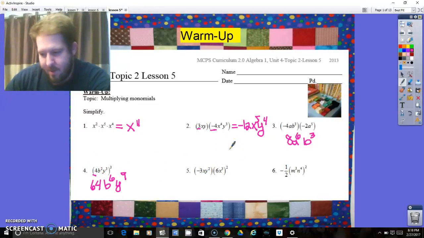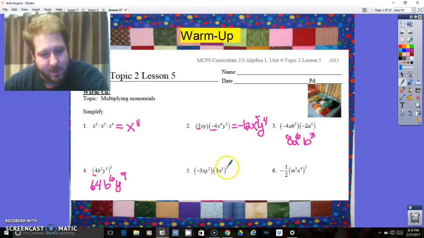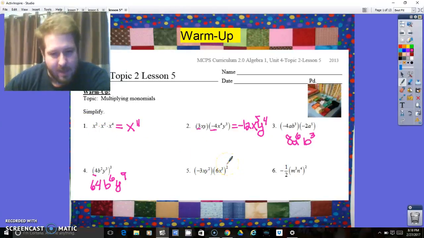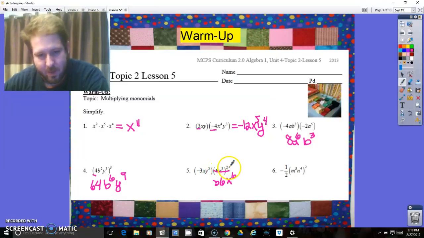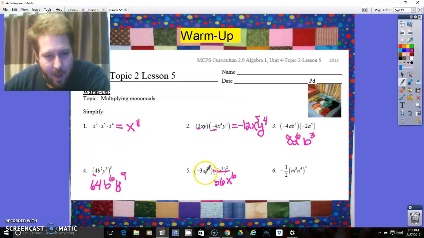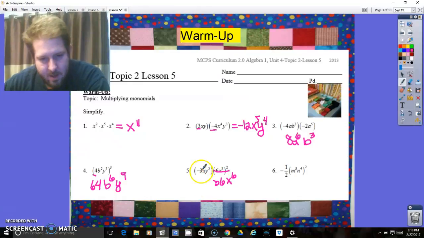All right, question number 5. Notice this time we have the product rule and the power to a power rule. But you have to do exponents first. So starting on the outermost, 6 squared is 36. x to the third to the second becomes x to the 6th. So I've just changed this into this. Now you don't do this squared because only what's in this parenthesis was squared. Now I'm going to use the product rule. This times this. Negative 3 times 36 makes negative 108. x to the 7th, y to the 2nd.